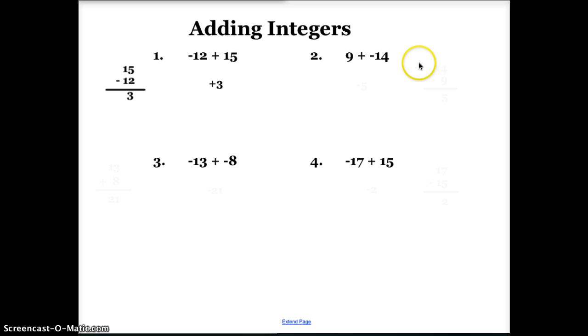To find the number, I subtract 14 minus 9, and I get 5. Now since the negative won the battle, I know my answer is going to be negative 5.